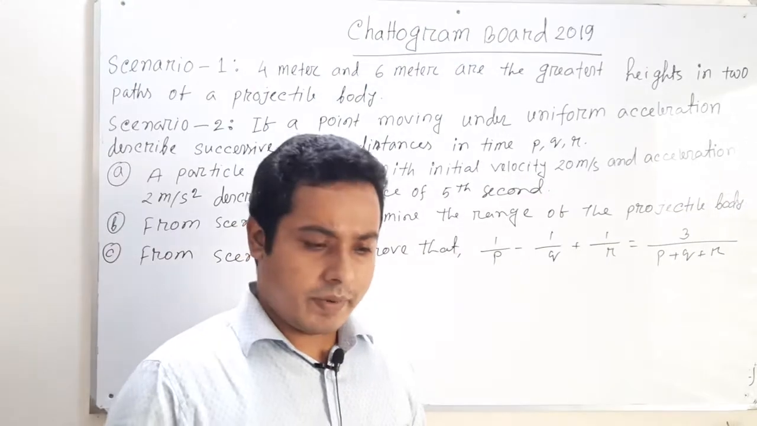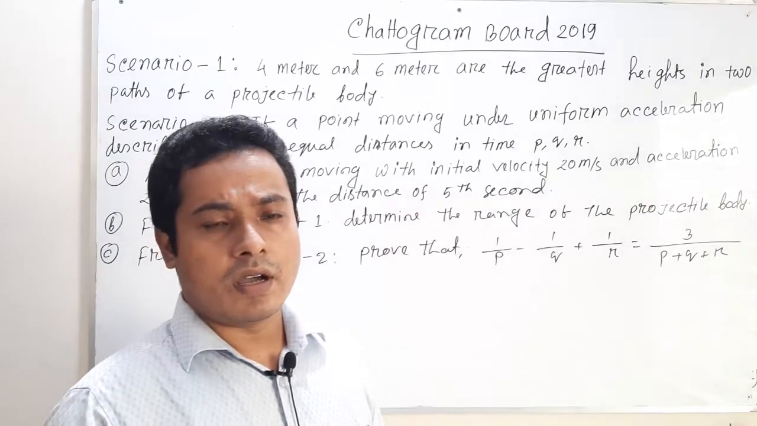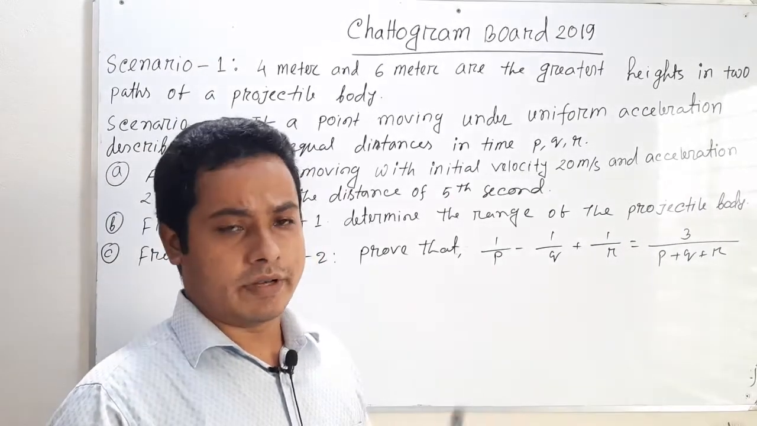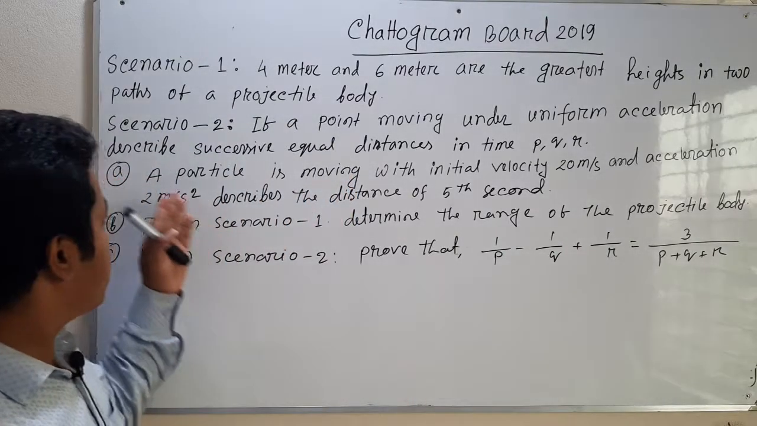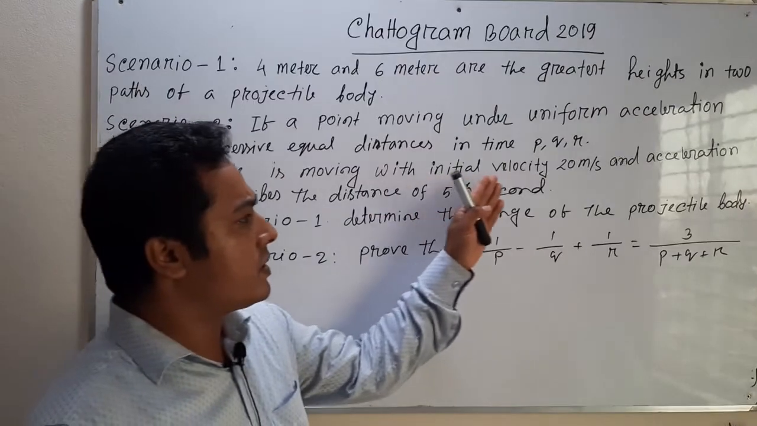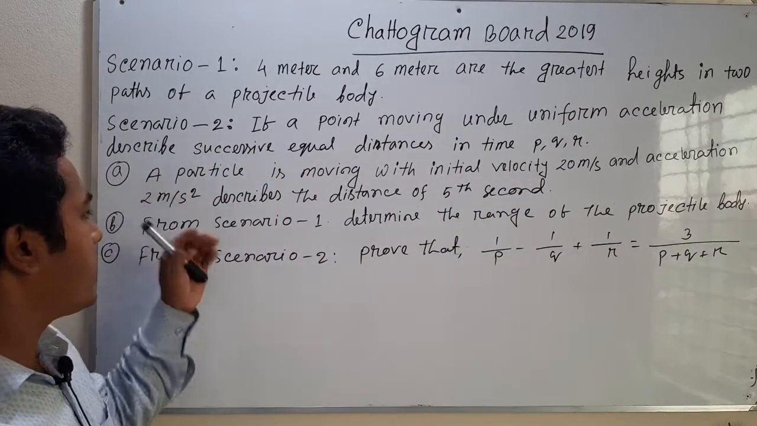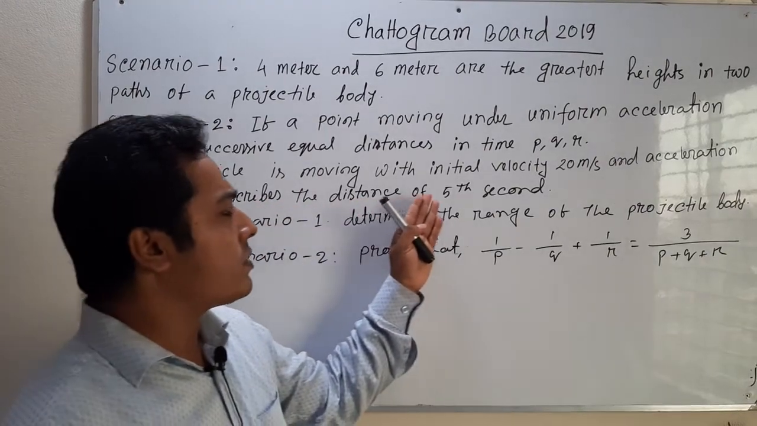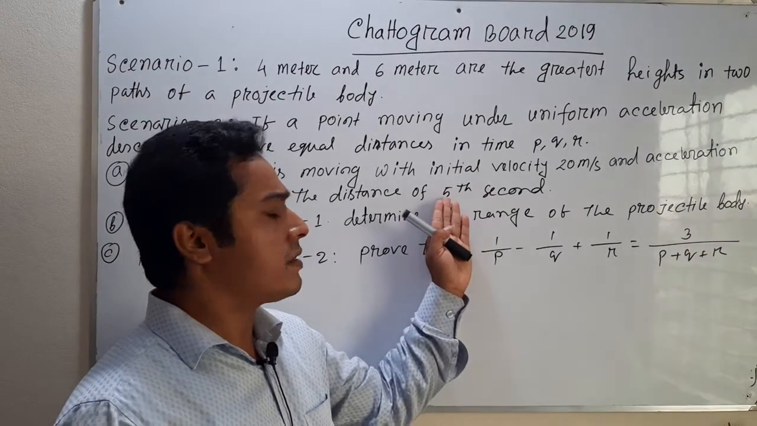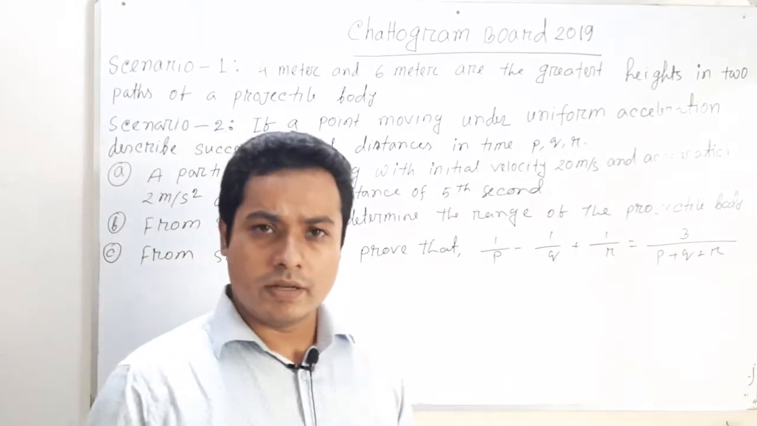My dear students, in a creative question, the first question may or may not be related to the scenario. So our first question is: a particle is moving with initial velocity 20 meter per second, acceleration is 2 meter per second square, find the distance described in the 5th second. So this is not related to our scenario.